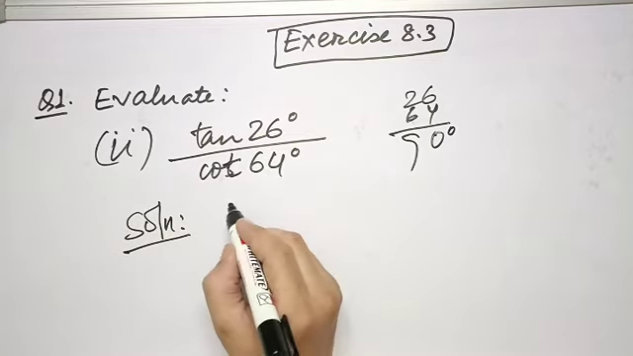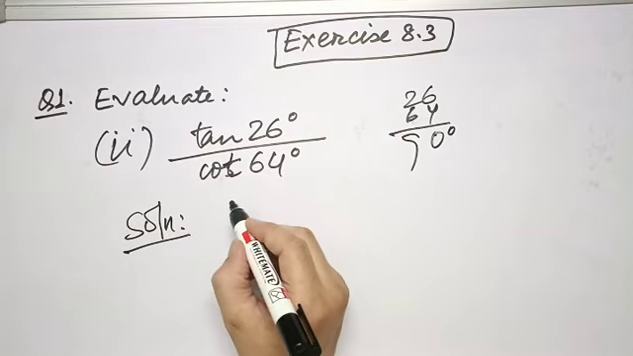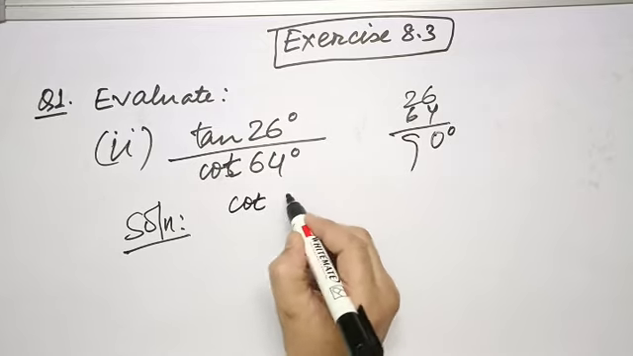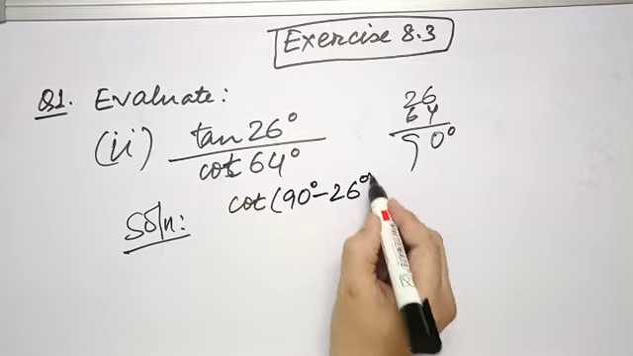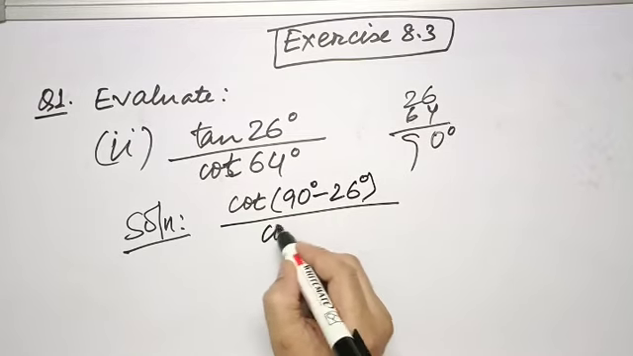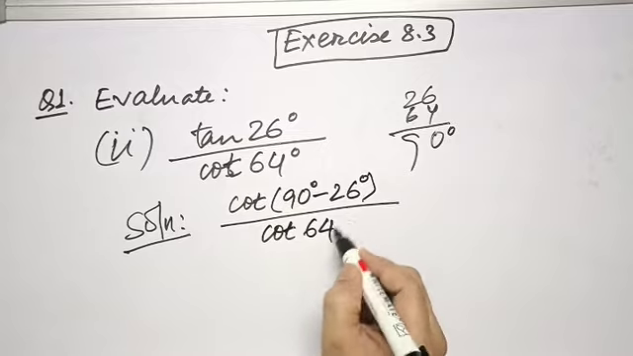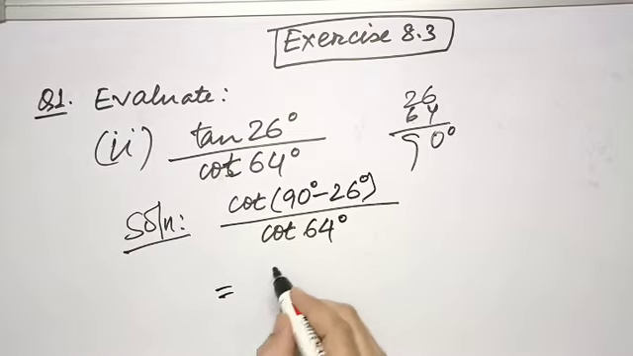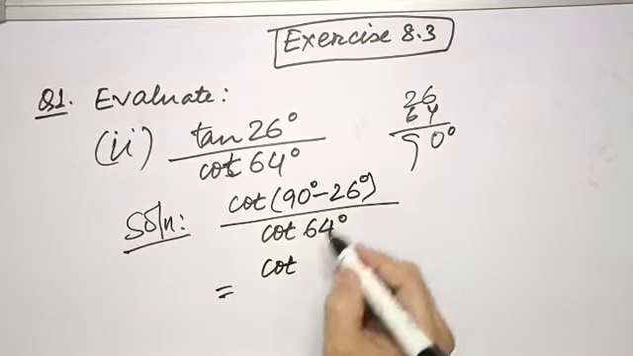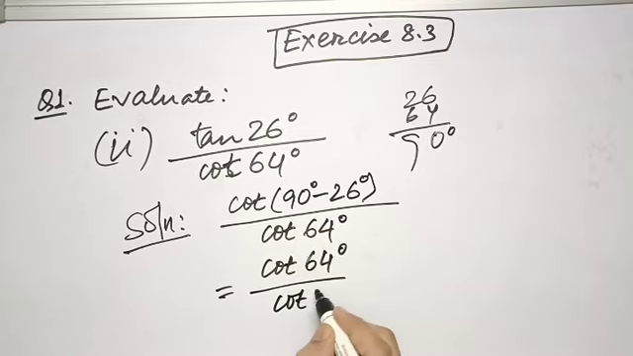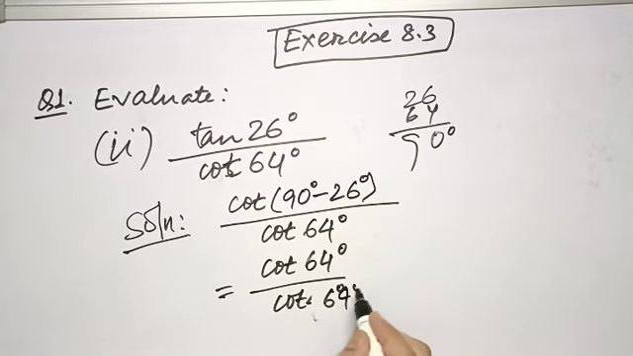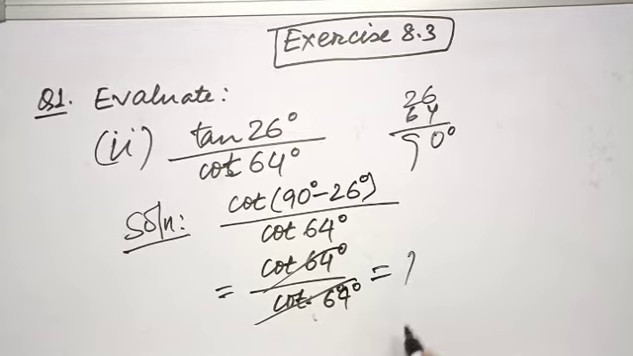Okay, now if I change the tan to cot, I am going to write tan 90 degree minus 26 degree, and in the denominator I'll write cot 64 degree. Same here, cot, if you subtract these two, you are going to get 64, and this will be cot 64, and if you cancel these, you are going to get 1. So simple, isn't it?